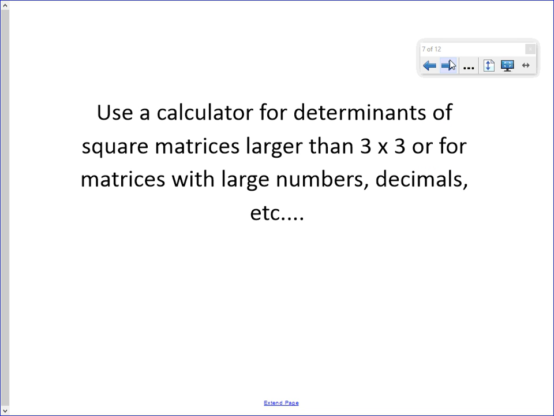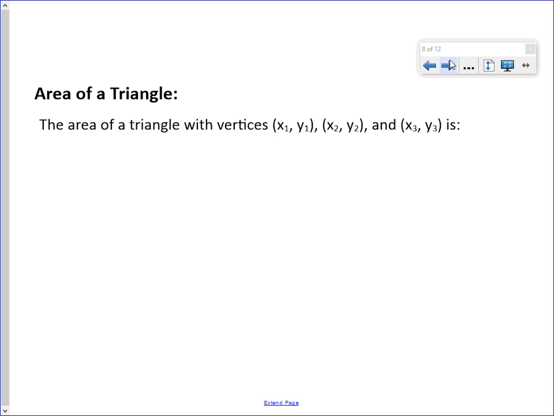Okay, so use calculators for determinants of square matrices larger than 3 by 3. Or if you came like on the homework, if you have a matrix with really big numbers or you have decimals, then yeah, plug that into your calculator. That's not really something I would say do by hand. Okay, so we're going to move on. We're going to talk about some uses for the determinant of a matrix, because there are many uses. So I think we do 2 or 3 today, and then you have 2 tomorrow.